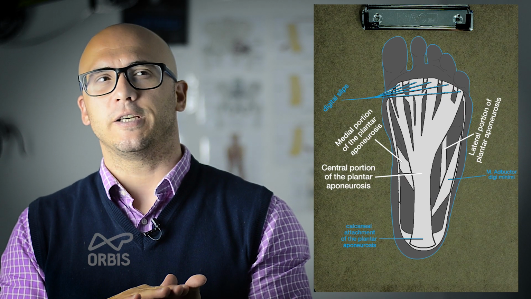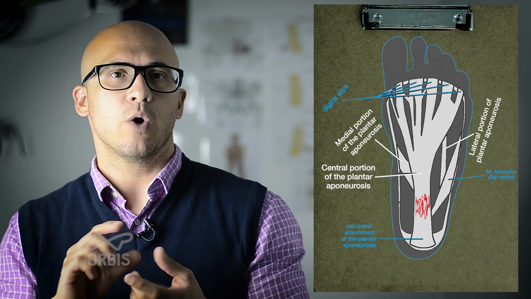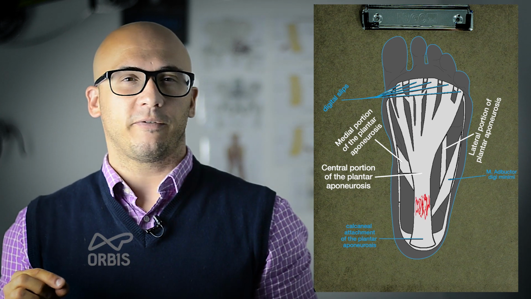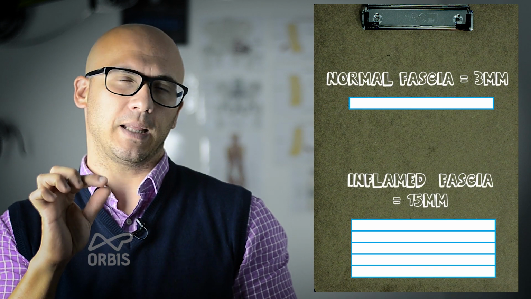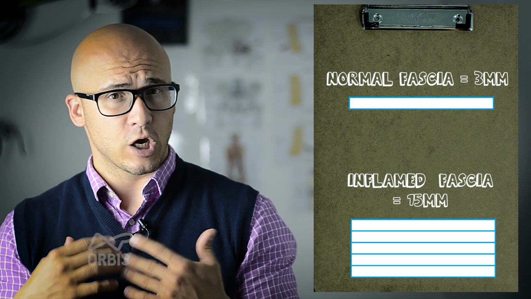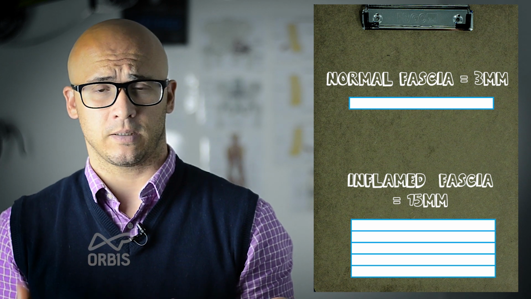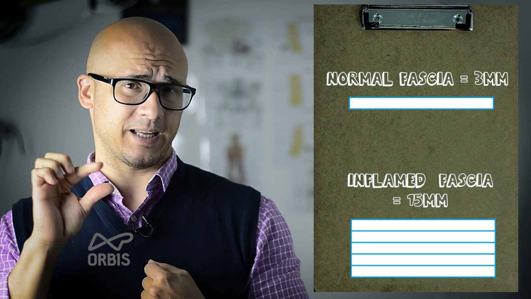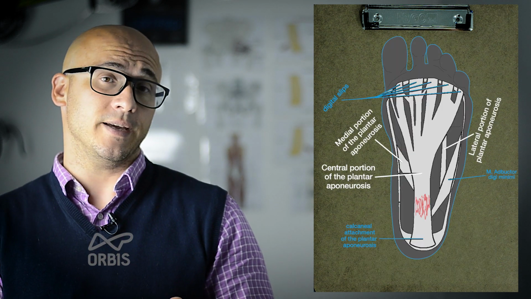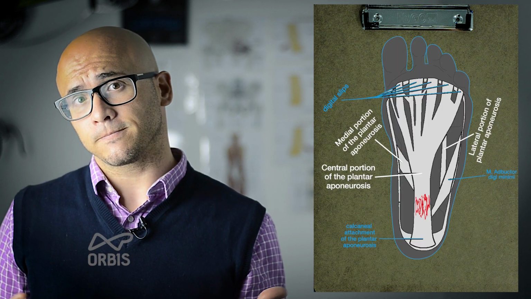Sometimes the plantar fascia suffers micro tears, which then triggers an inflammatory reparative response. A normal fascia has a thickness of 3 mm, give or take, but in a fasciitis condition, it can go up to 15 mm. That is 5 times the thickness. An inflammatory response in the plantar fascia is a plantar fasciitis.